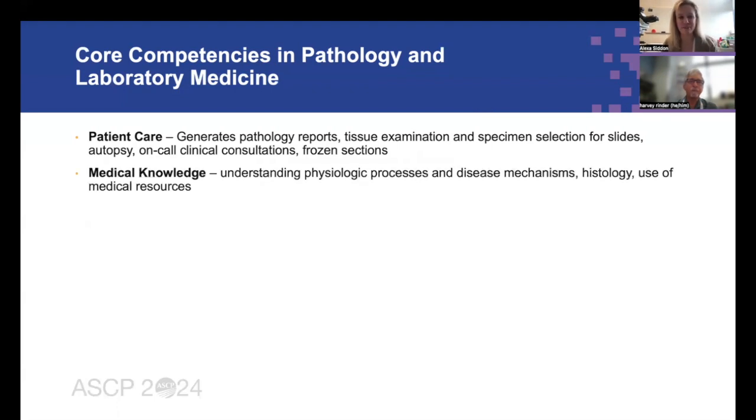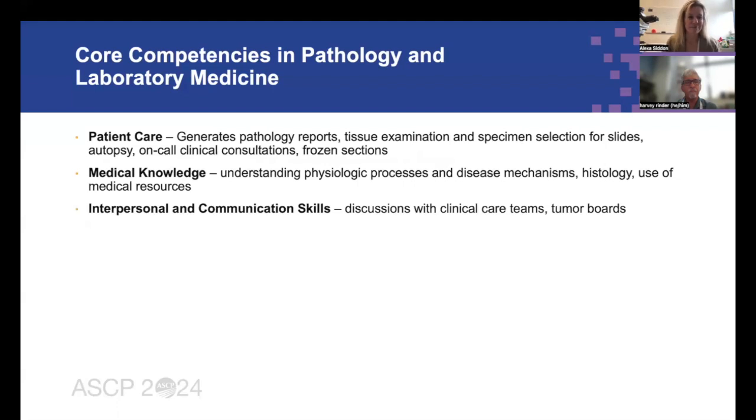Medical knowledge as it applies to pathology is understanding the physiologic processes and disease mechanisms. They're showing that they understand histology and what normal and abnormal organs look like under the microscope for those tissues. They're showing that they can use all of the medical resources that we have available today.